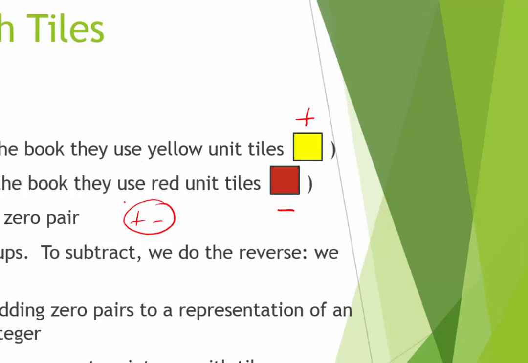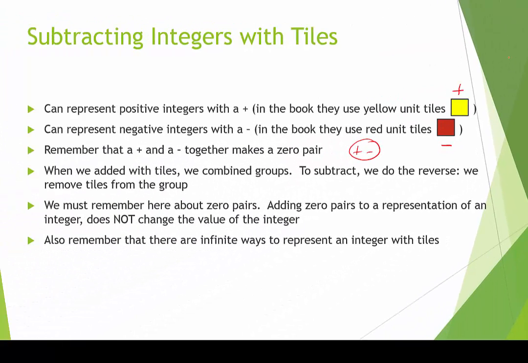When we added tiles, we were combining groups. To subtract, we do the absolute opposite: we remove tiles from the group. So remember that if we had a 3 plus a negative 2, we would have 3 positive tiles, we would add 2 negative tiles, zero pair those, and we would be left with a positive 1. So zero pairs are important. They're also important when we're subtracting.